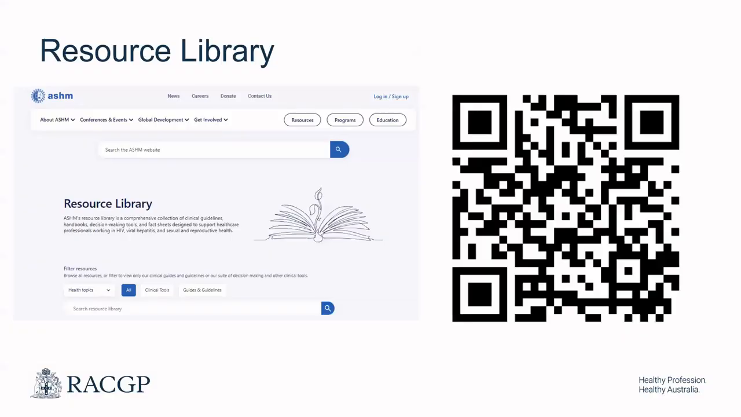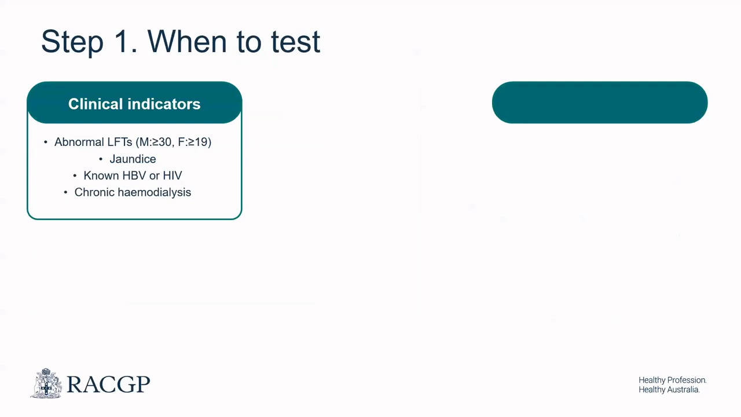So what do you do? Step 1, when to test. Offer a test for people with clinical indicators. So for those with unexplained abnormal liver tests, so for a male with an ALT of 30 or above, a female of 19 or above, anyone with unexplained jaundice, those with hepatitis B or HIV infection, those on chronic hemodialysis. Secondly, if a person has risk factors for hepatitis C, then check their status.